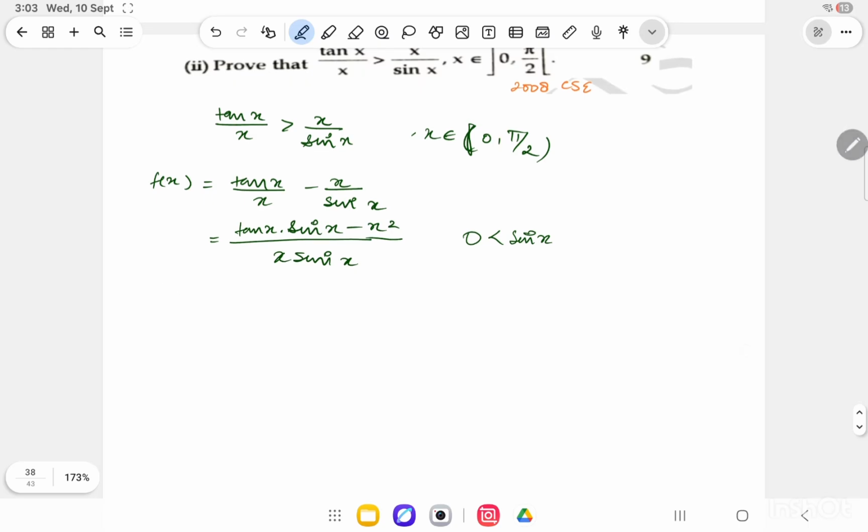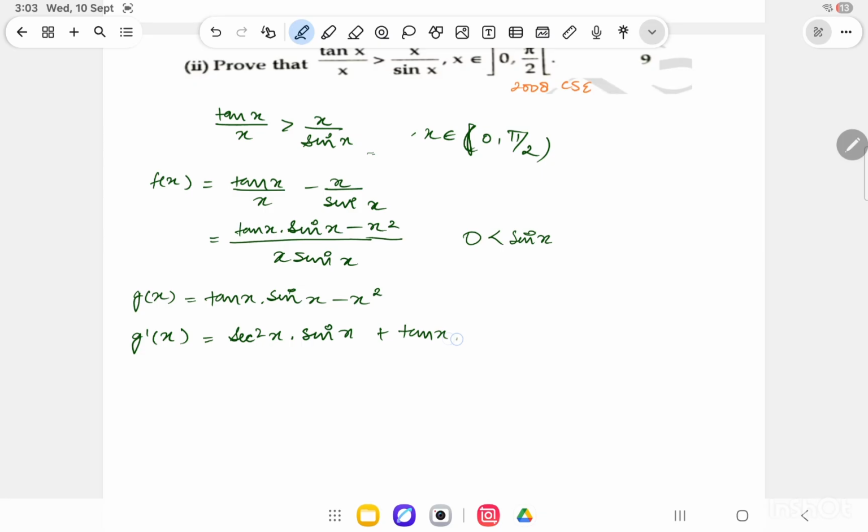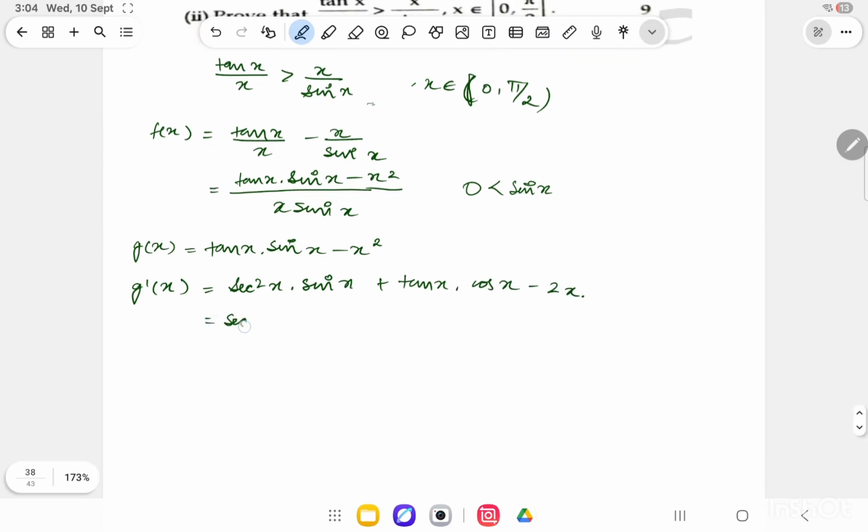So now if somehow I can show that the numerator part, let's name it as g(x), tan x into sin x minus x square, is greater than 0, then I am done with showing this. So let's just work on the function g(x). If I take derivative of g(x), I'll be getting tan x is sec square x into sin x plus tan x into cos x minus 2x. So that is basically sec square x into sin x plus sin x minus 2x.